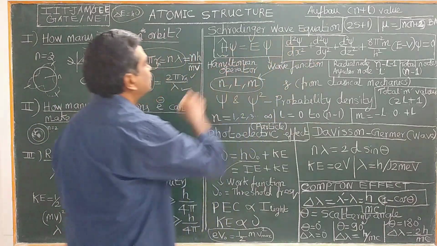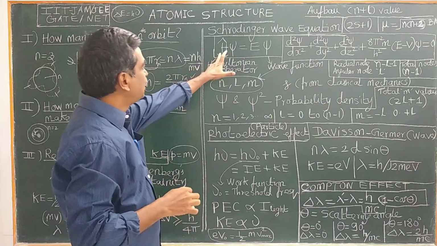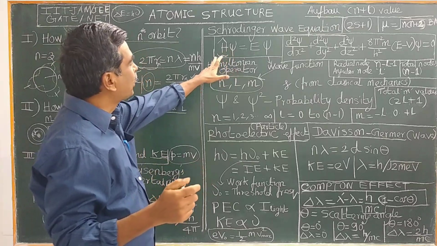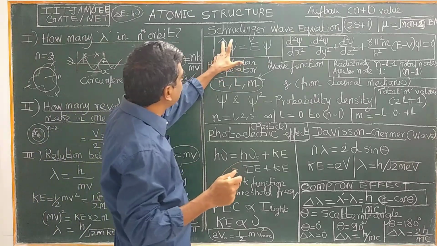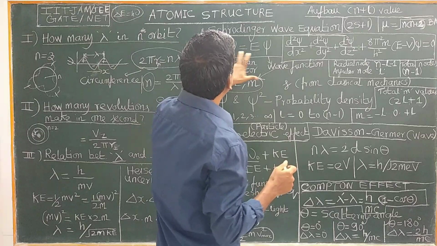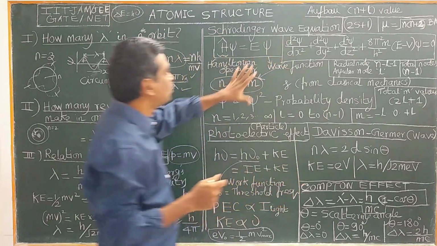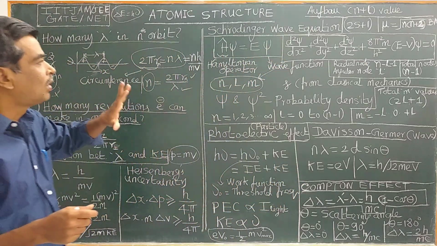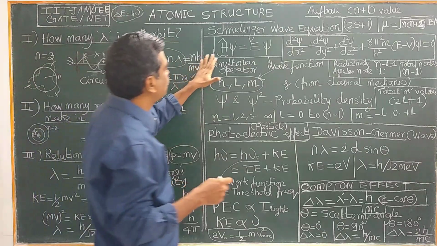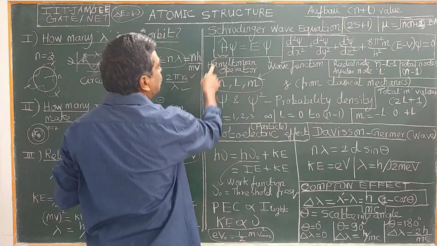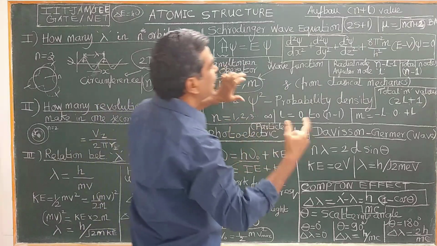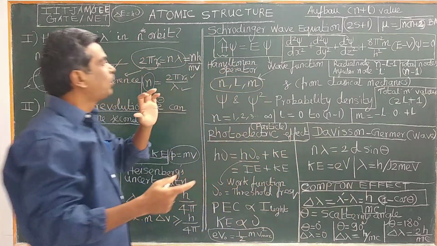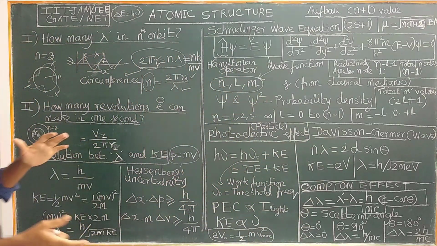What is quantum mechanics? Quantum mechanics is nothing but it uses operators. For example, H cap psi equals E psi. This is known as the Schrodinger wave equation, or eigenvalue equation, or Hamiltonian equation. H cap is the Hamiltonian operator. It is nothing but the total energy operator, the kinetic energy operator plus the potential energy operator.